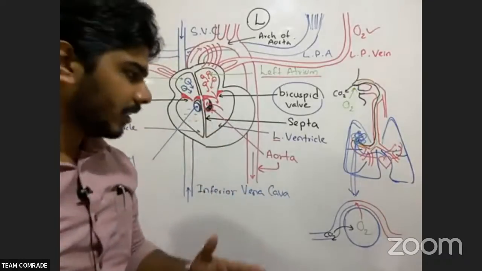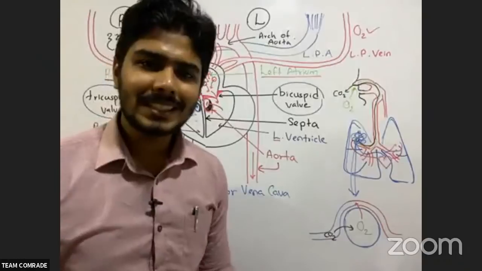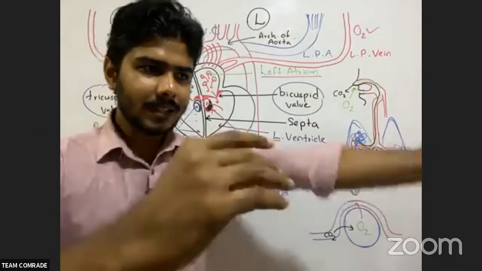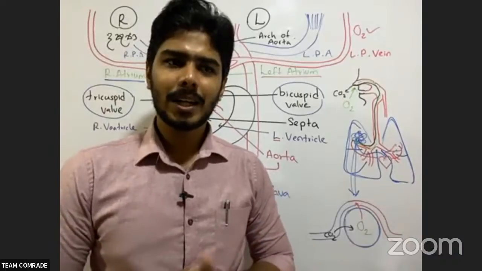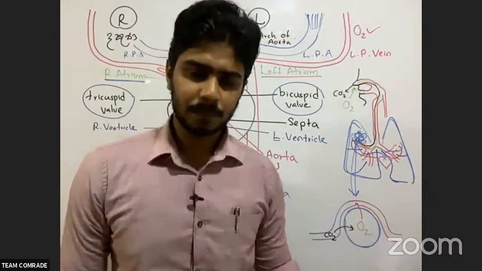Therefore, I want to block it. So what am I doing? I have half moon valves. What do you call them? Semilunar valves. Now what happens? The semilunar valves, dup, dup, like that, are going to be closed.